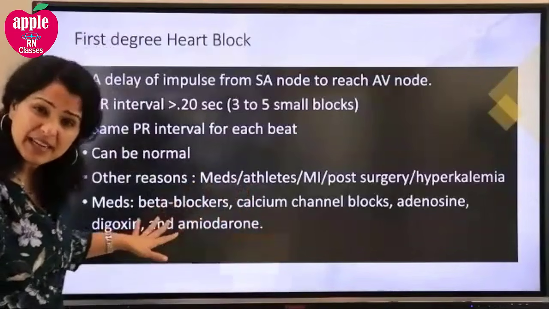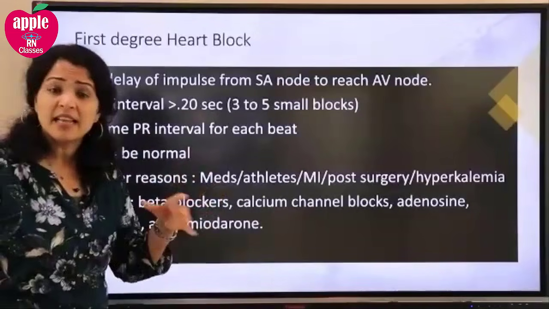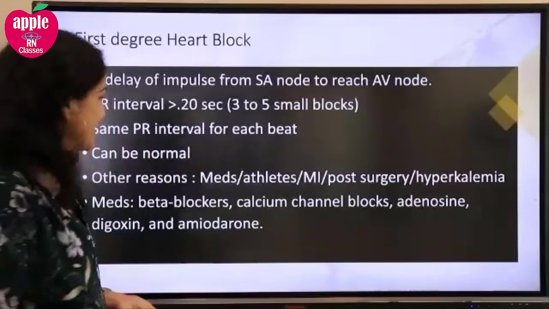So these are some of the medications which can cause a first degree heart block. These are mostly the same medicines which can cause the second degree and third degree too sometimes. All right.